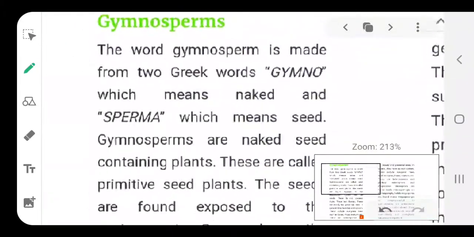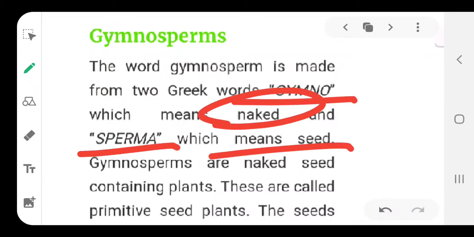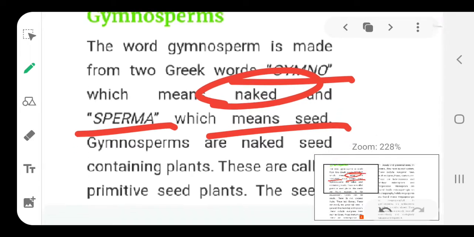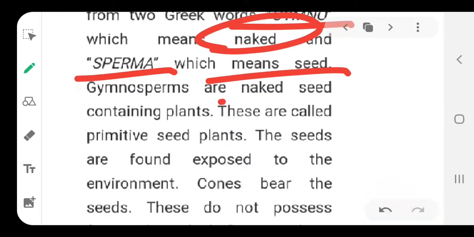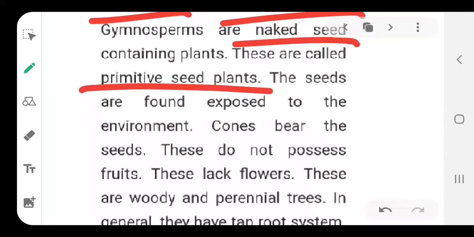Now, first of all, write down the word gymnosperm. So, here it is again a Greek word which consists of gymno and sperma. So, gymno means naked, sperma means seeds. Okay? So, that means these plants have got naked seeds and they are called primitive seed plants. Just write it down. They are basically referred to as primitive seed plants.